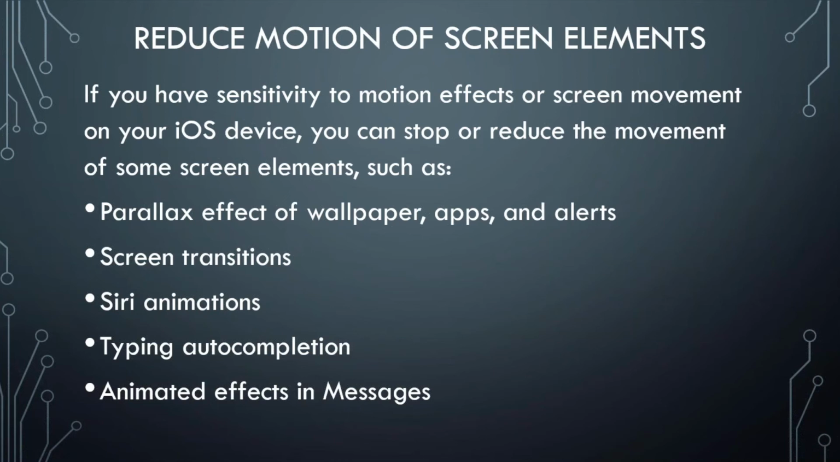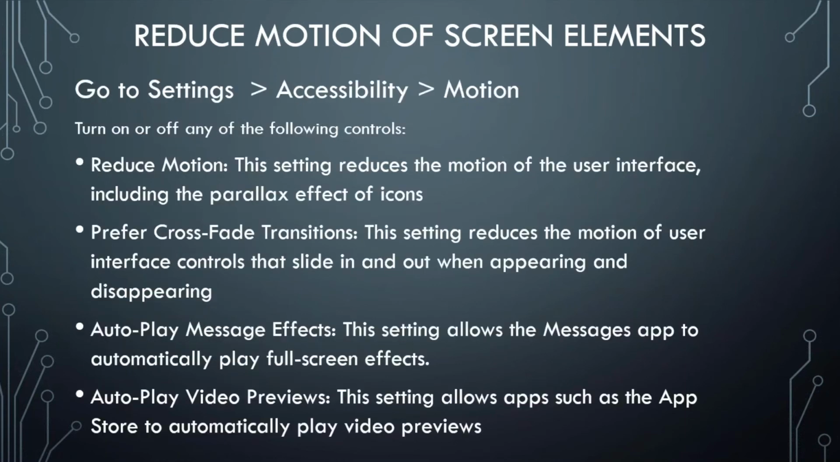You can turn screen transitions off completely. You can turn off the Siri animations. You can turn off the auto completion feature for typing. And you can also turn on and off the animated effects and messages. So to adjust those settings, you would go to Settings, Accessibility, and then Motion. And again, you can reduce motion.